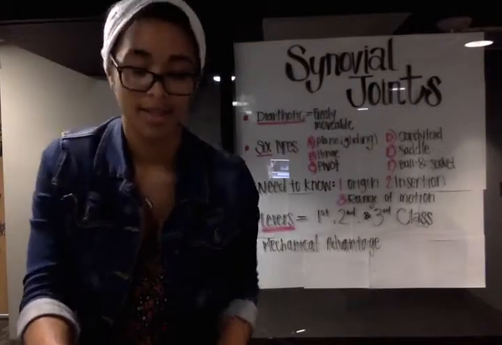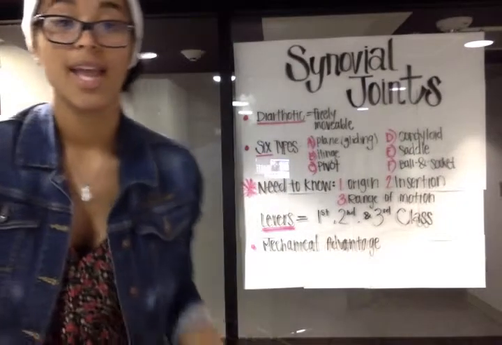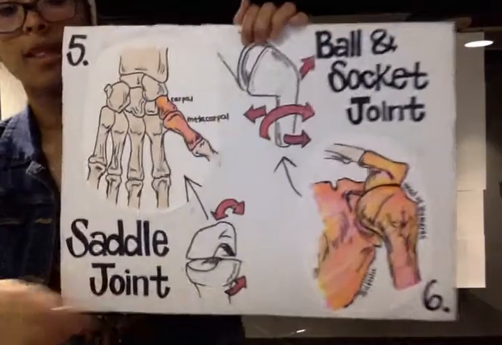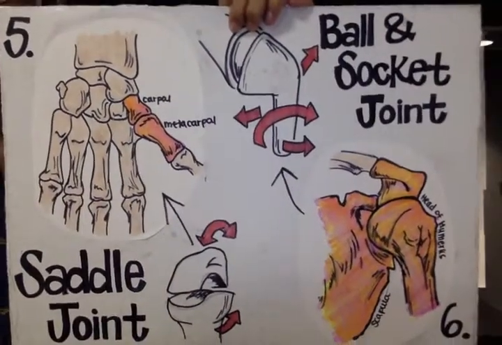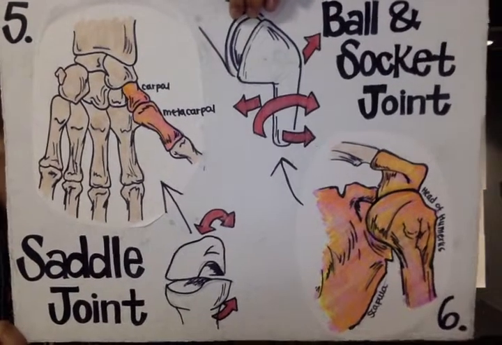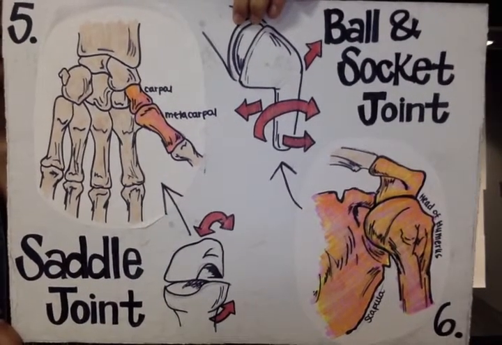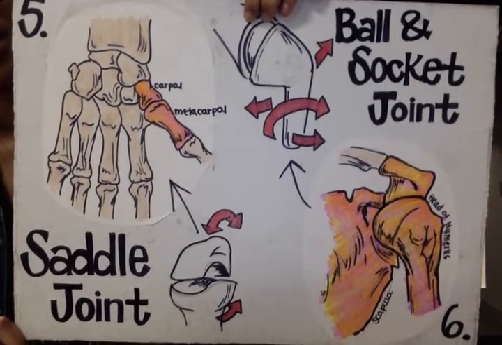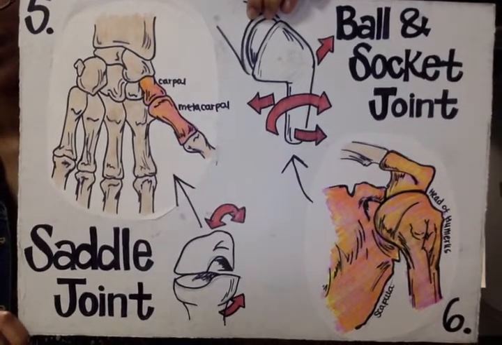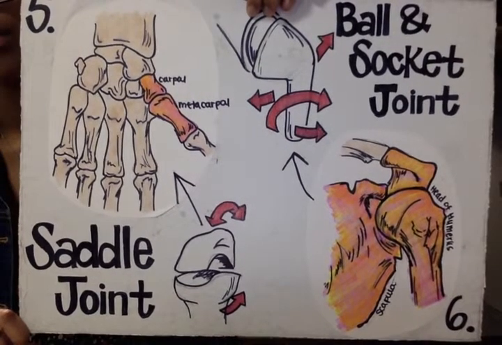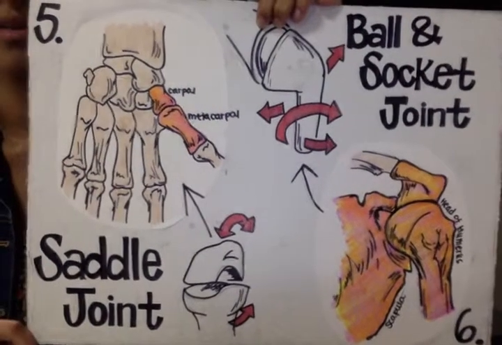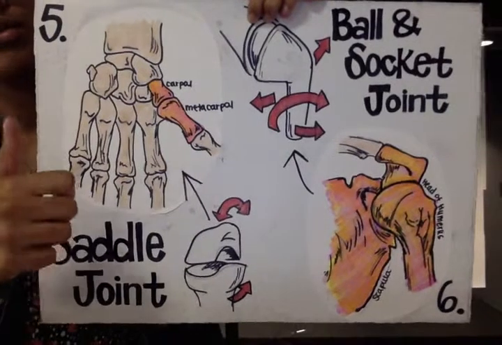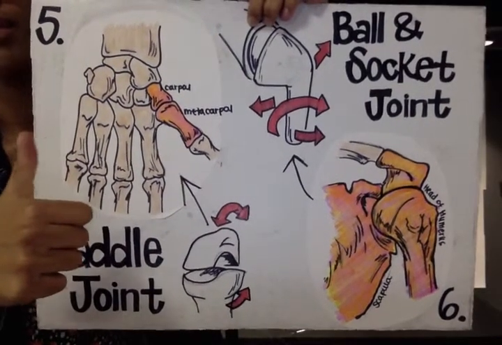Next, last but not least, we have the saddle joint and the ball and socket. As you can see, the saddle joint is very similar to the condyloid joint, but they are more apt to circumduction. They are also biaxial. You can identify the saddle joint through the carpal and metacarpal number 1, also known as the thumb. This action is shown by moving the thumb forward and moving the thumb back.